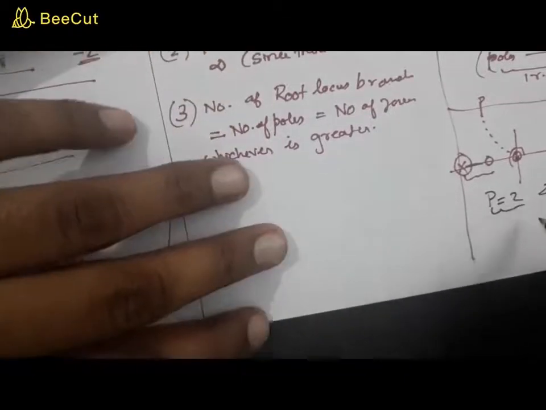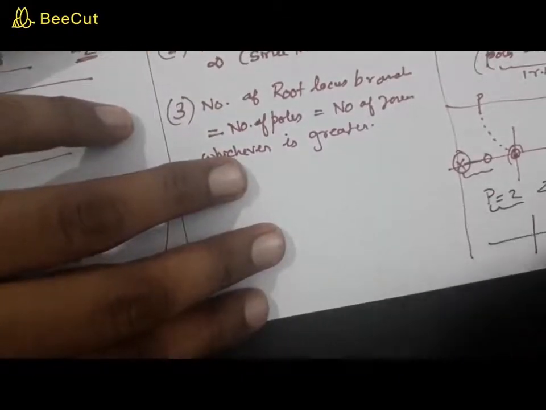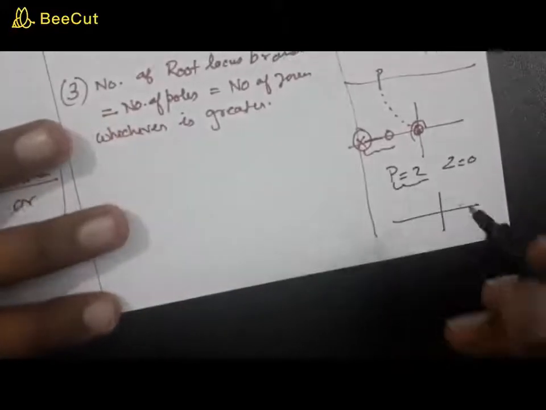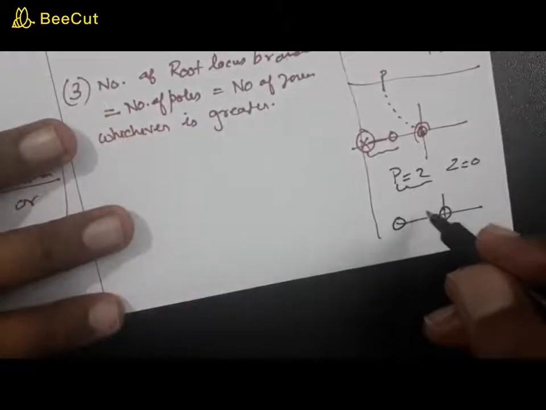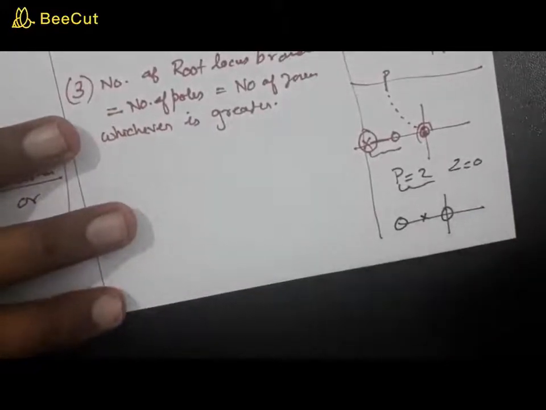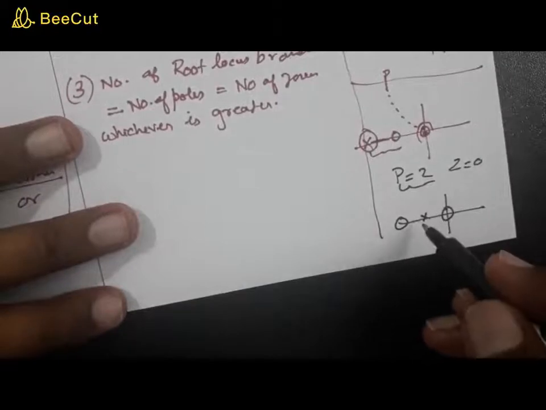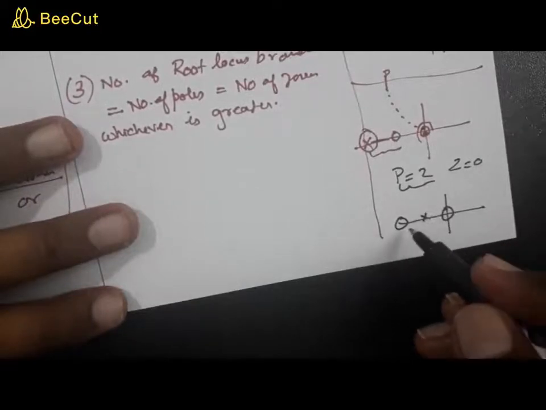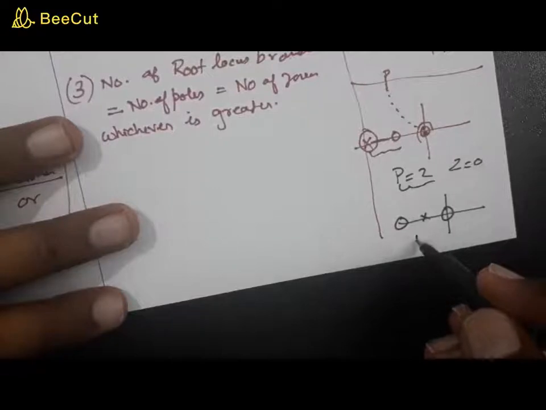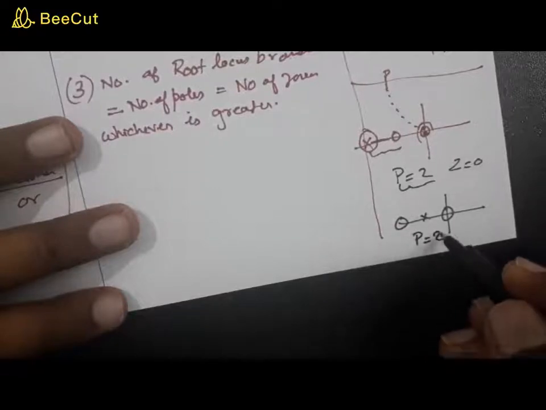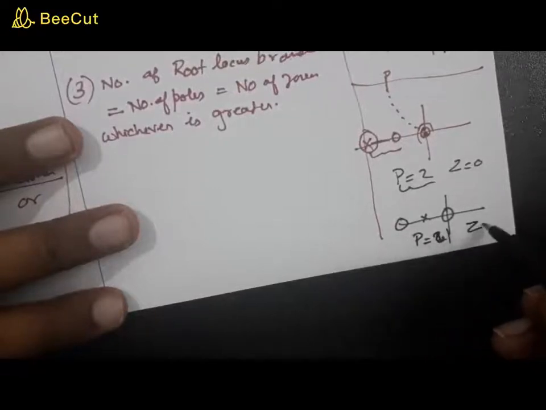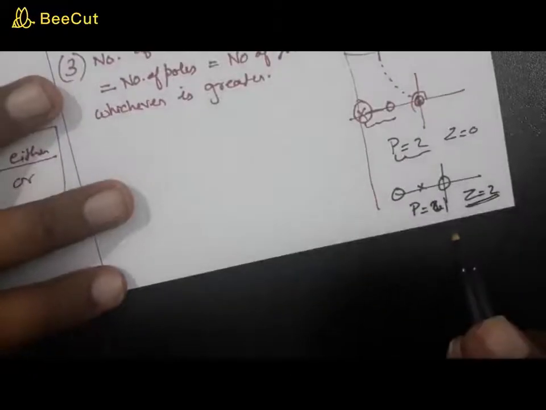And in the scenario which I explained here, there can be a scenario something like this, right? You have two zeros and one pole. So how many root locus branches can you have? Here P is equal to 1, Z is equal to 2. So you have two root locus branches.